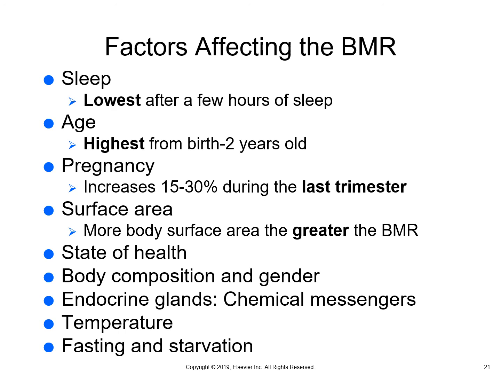The state of health, if your body is in a poor state of health and constantly trying to repair, that's going to affect your BMR, your composition and gender. Are you more muscle? Are you more fat? The chemical messengers in our endocrine glands can affect BMR. Sometimes people have thyroid deficiency, and that is one of the big endocrine glands that controls our metabolism. So if that gets out of whack, then that can affect our BMR and can drop the BMR and people can put on weight, or if it's the other way around and it's overproducing, then it can increase the BMR. The temperature and whether you're in a state of fast or starvation.